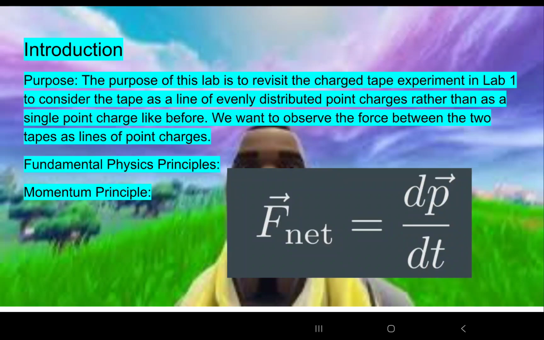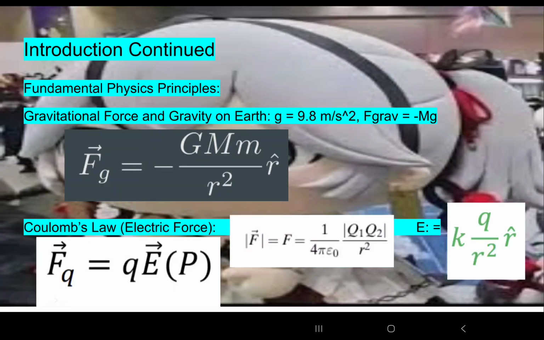We just needed to say that the forces are equal and opposite. Turning to our forces, we have the gravitational force. The universal law is shown on screen, but for this lab we want to focus on gravity being equal to negative mg, where the constant g is shown on screen. And for Coulomb's law, or electric force, we want to focus on the equation where the force is equal to the charge times the net electric field acting on that charge, and the electric field can be calculated by K, a constant shown on screen, times the charge over the distance squared times r hat.